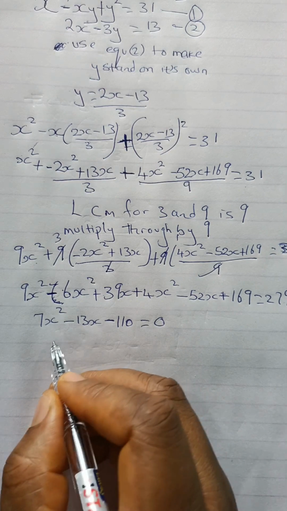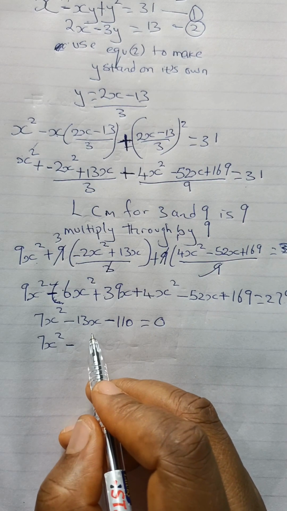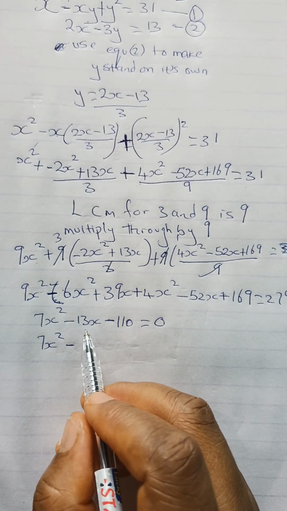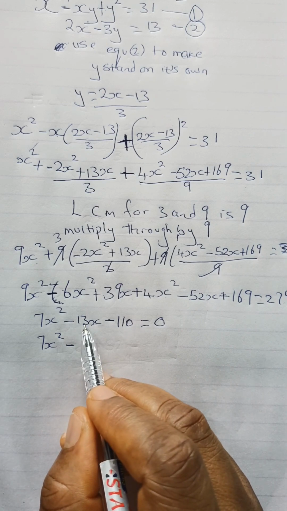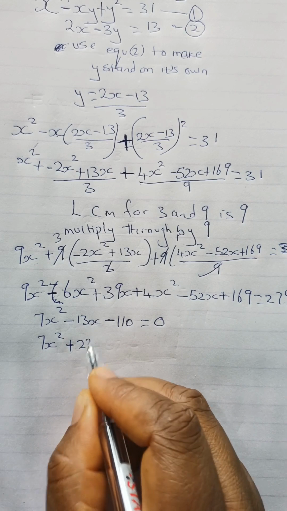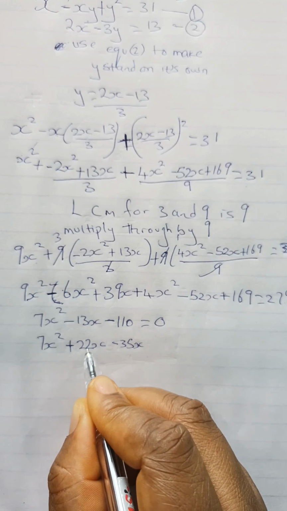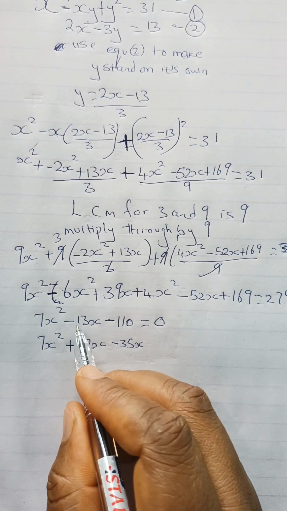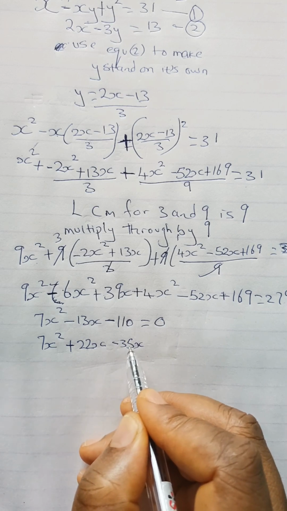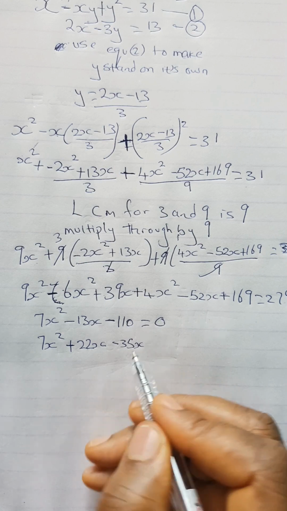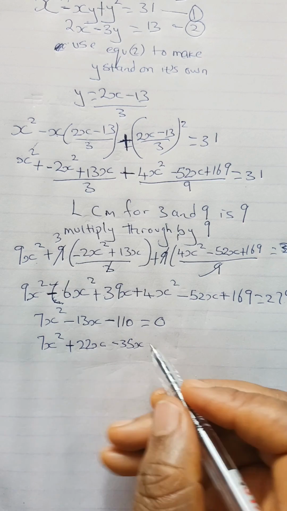So now to solve this, we'll have 7s squared minus, we need two numbers that when you add or subtract them, you will have 13. Two numbers. The two numbers I have is plus 22x minus 35. Because plus 22 minus 35 will give you minus 13. And always make sure that your second number should have something to do with this number. This is what I mean. This 5 can divide this and 5 can divide this. So that will make it easy for you.